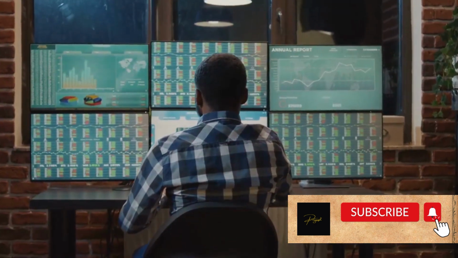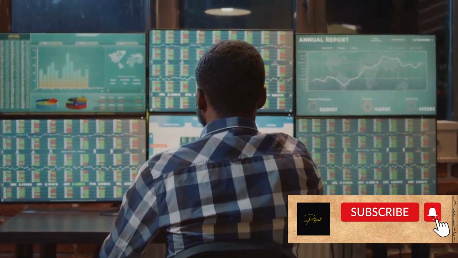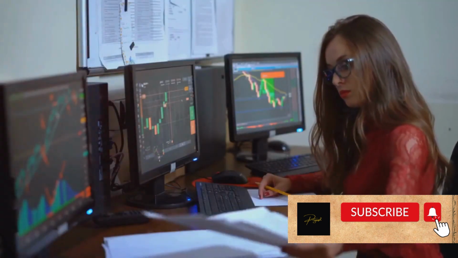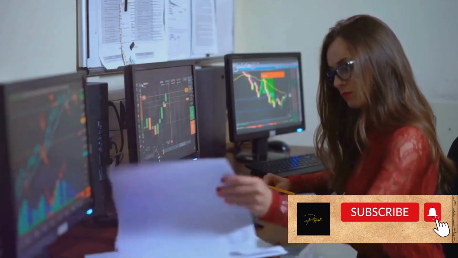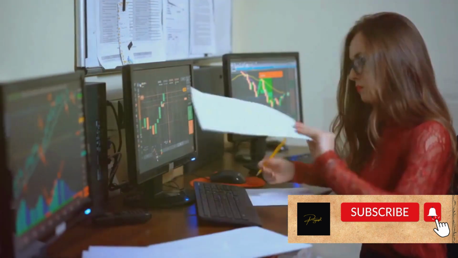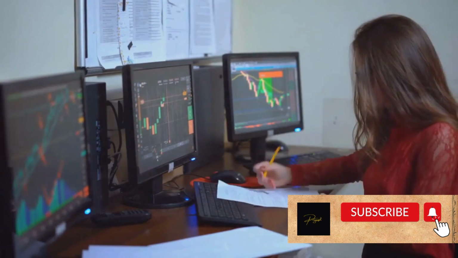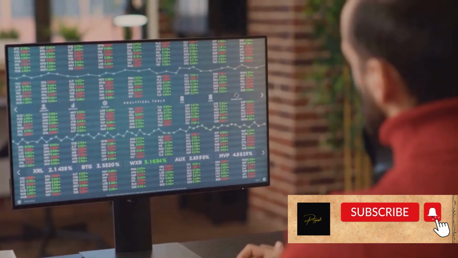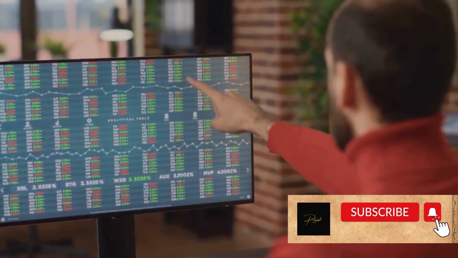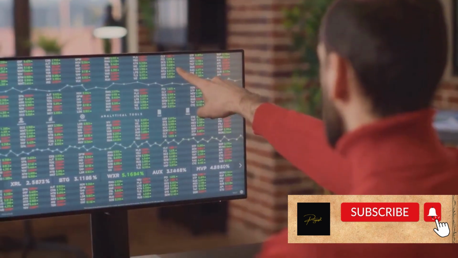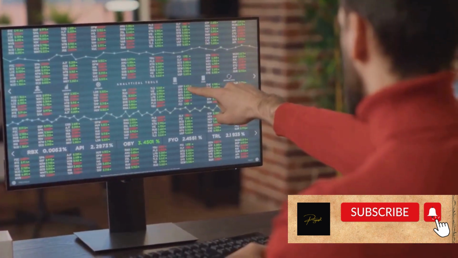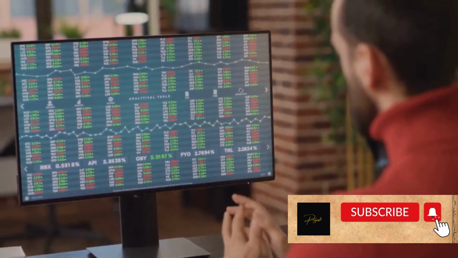We've journeyed together from the basics, delving into single, dual, and triple candle patterns. We've learned how to interpret and use these patterns in our trading strategies, setting up our stop loss and profit targets. Remember, the power of candlestick patterns lies in their ability to provide a snapshot of investor sentiment. They're a powerful tool, but like any tool, their effectiveness depends on the skill of the user.